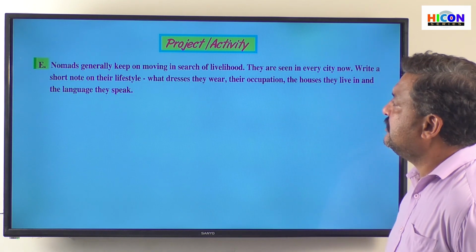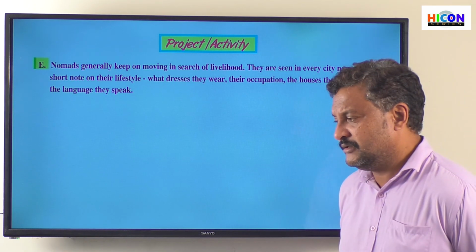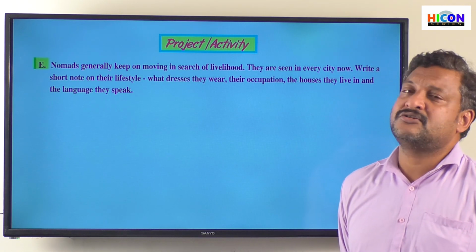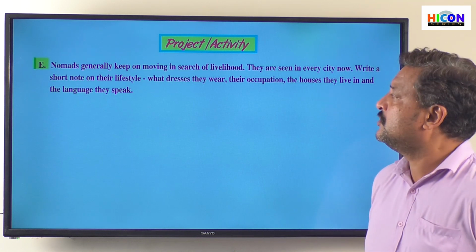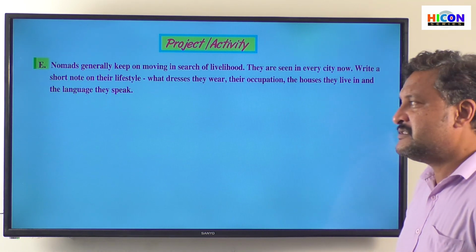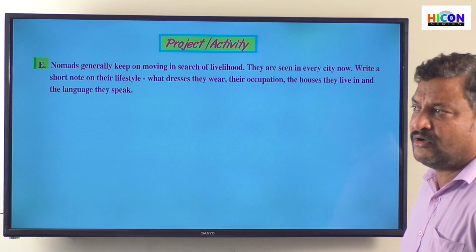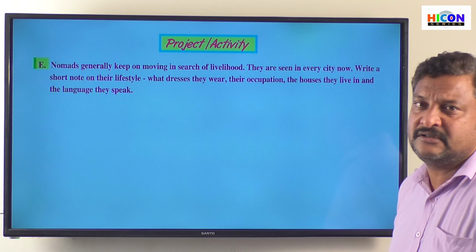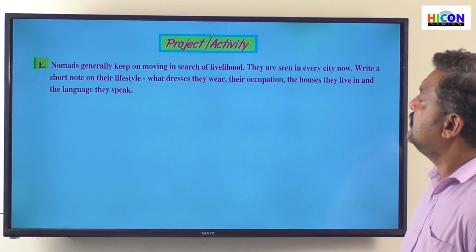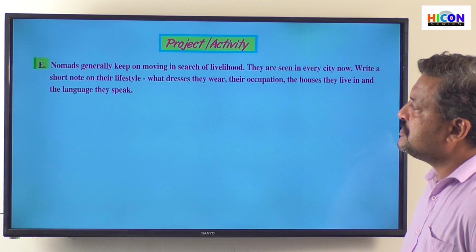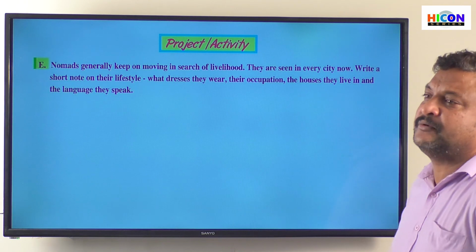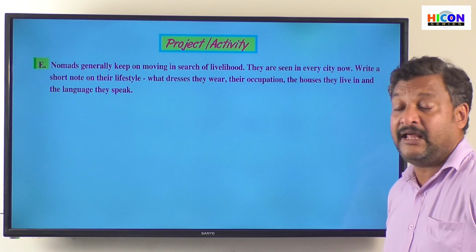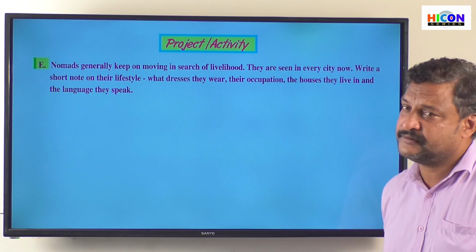So in this lesson, we have actually discussed the Banjaras, isn't it? The nomads of Rajasthan, right? So the question says now we can see these kinds of nomadic groups almost in every city. Now, write a short note on the lifestyle of these people, like what they wear, what they eat, what their livelihoods are, and all, right?